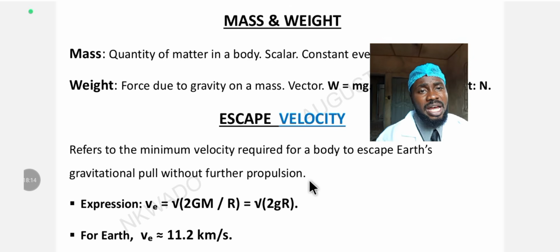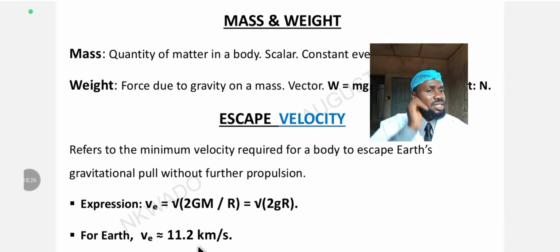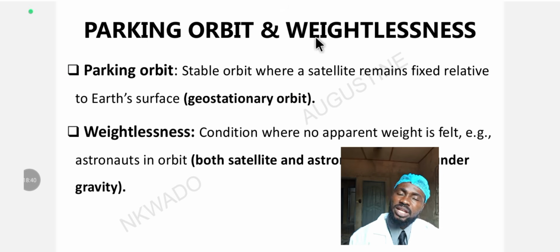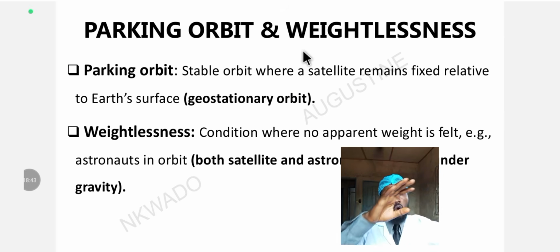All these are easy formulas. Hope you are making notes, jotting down. Then this escape velocity for Earth is 11.2 kilometers per second. 11.2 what? Kilometers per second. Escape velocity for Earth. Parking orbit and weightlessness: JAMB says we should understand the concepts of these and spot out the differences between the two.